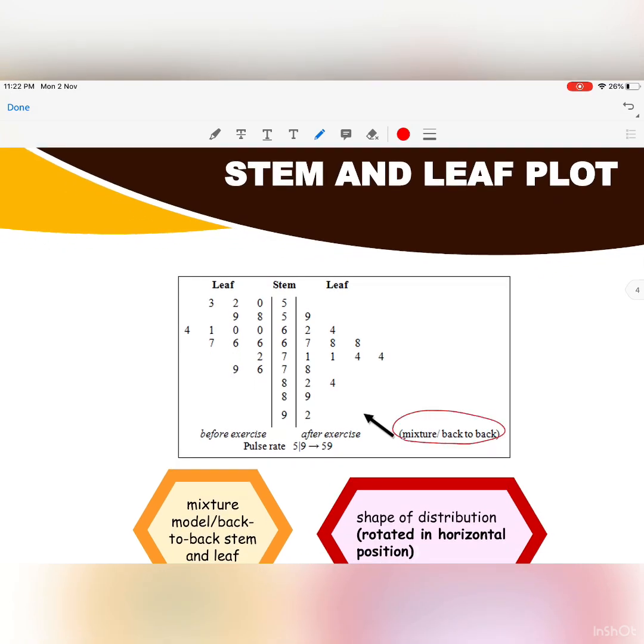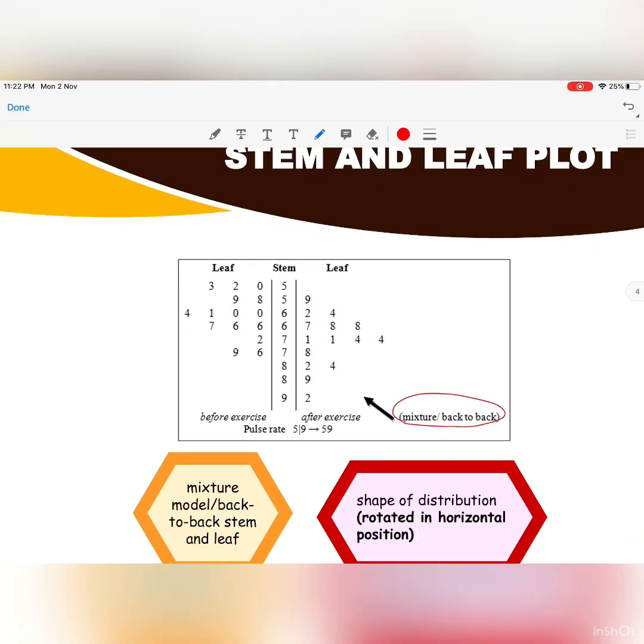So this is the mixture or back-to-back stem and leaf plot. What is a back-to-back stem and leaf? We have only one stem but two leaves, the first one and the second one, so we share the same stem here. Why do we have 2, 5 here, then 6, 7, 8? Because sometimes we have a lot of data, and the data is too big, so we want to distribute the data so that we can see the distribution. That's why we divide it into two groups for each same number of stem.